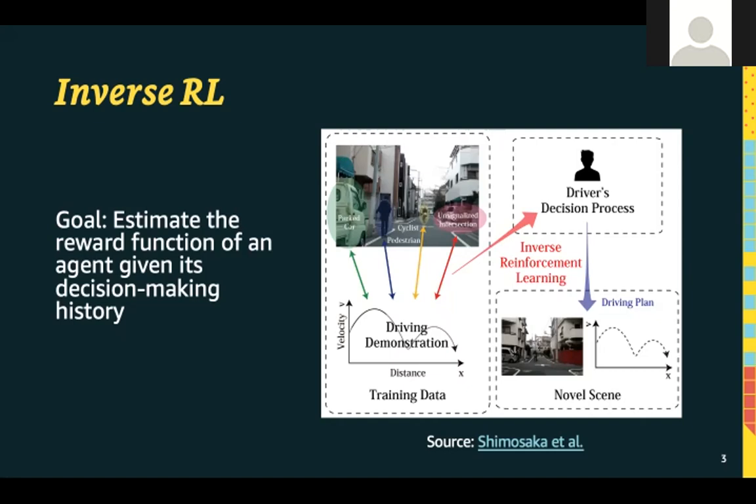You just record it, and ARL attempts to uncover all of this automatically. Now, recovering this reward is not as easy as it seems.